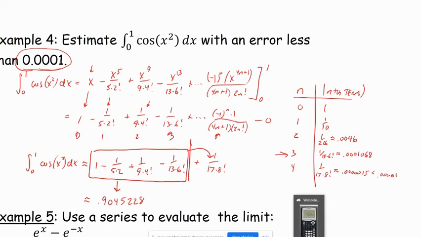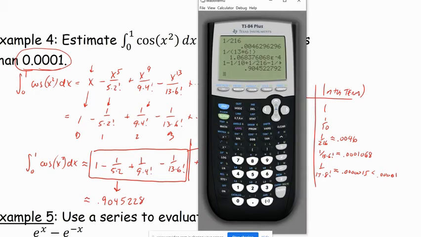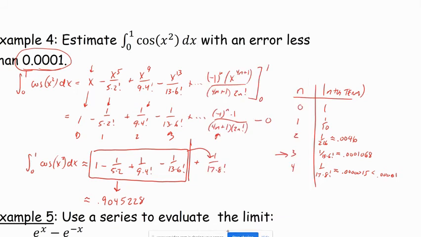We can also see how close that answer is to the actual value if we did the integral using Math 9, the integral from 0 to 1 of cosine of x squared with respect to x. That integral, the calculator says, is 0.90452, and that is very close to the answer that we got by using only the first 4 terms.